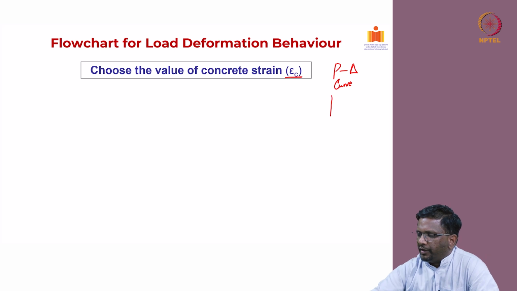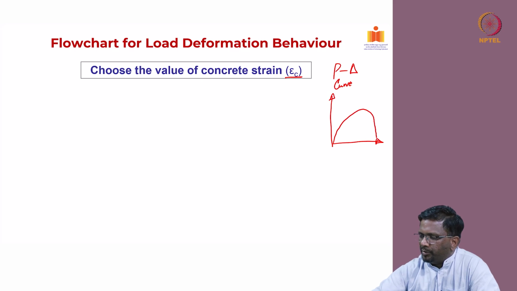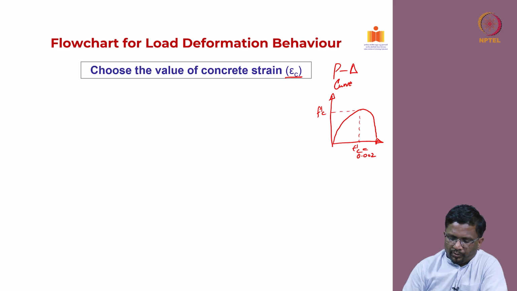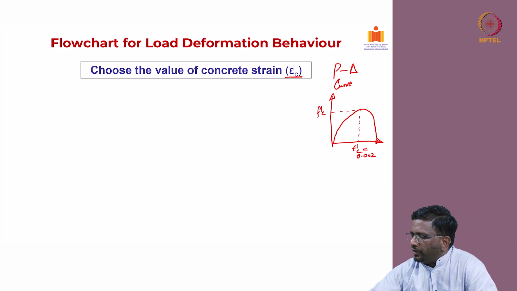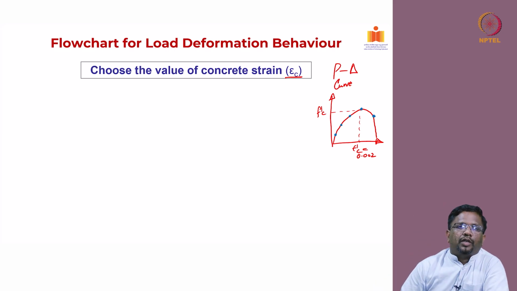Again, we have studied that in a stress strain curve for concrete, the stress strain curve is going to be assumed to be parabolic. This is f prime c and this is epsilon prime c, which is typically taken as 0.002. So, what I do here is I select different values of strain like this and then I calculate the stress.